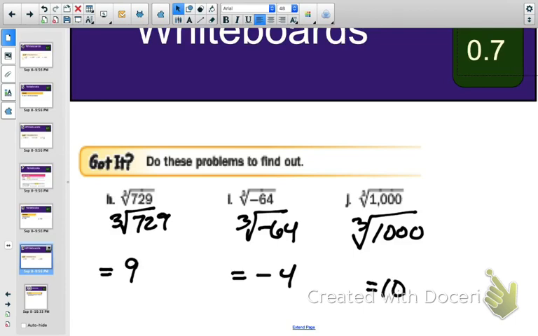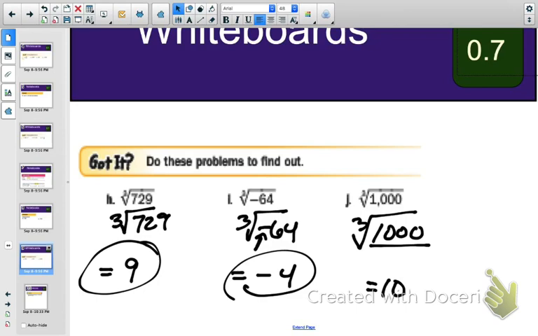All right, so I got 9 on this one, because 9 times 9 times 9 is 729. This one is a negative 4, because we have a negative in here, and we can have a negative cube root. 4 times 4 times 4 is 64. And this one's kind of nice because it's 1,000, 3 zeros. So 10 times 10 times 10 is 1,000. So cube root of 1,000 is 10. All right.